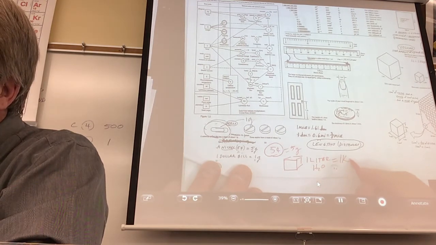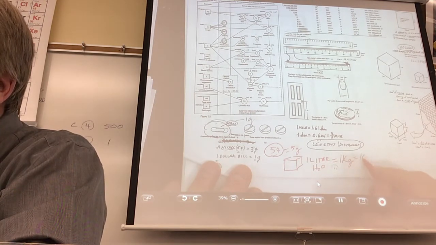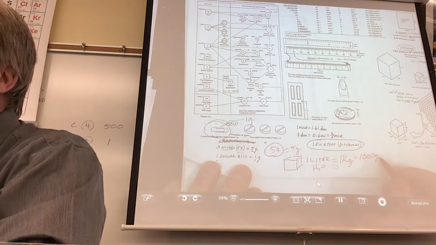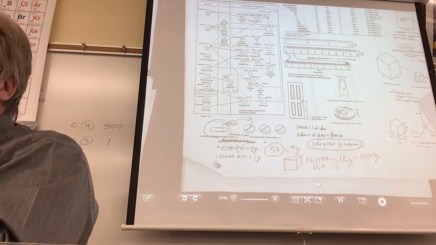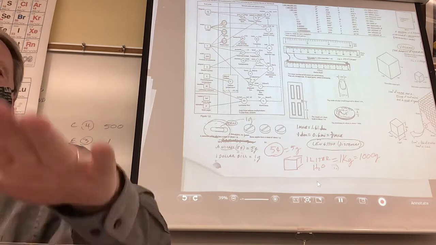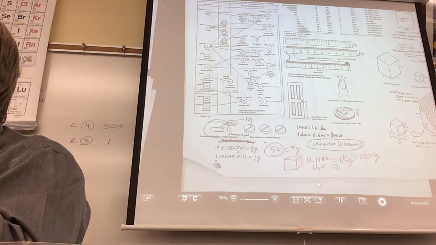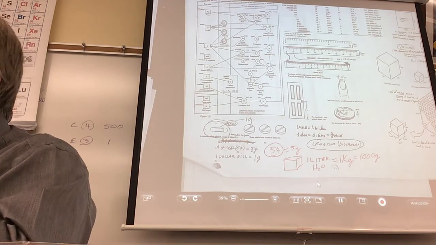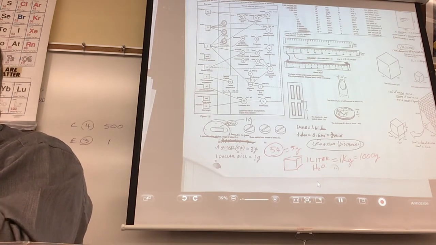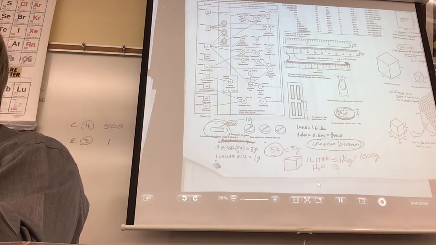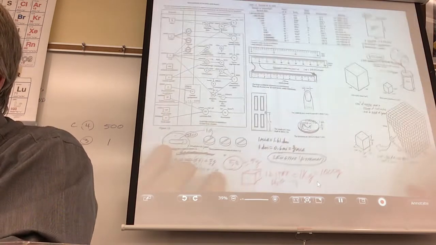Excellent. 1 kilogram, which is also known as 1,000 grams. They did it on purpose. They wanted a liter of water to be one kilogram of mass. A kilogram is 2.2 pounds, just by the way, if you want to know what it was. It's about 2.2 pounds.